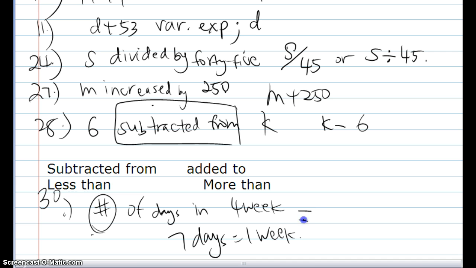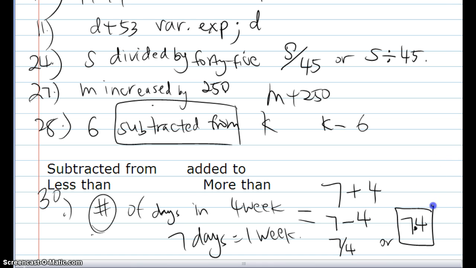So I'm not looking for the answer, remember, I'm looking to write an expression. So that expression will either be 7 days plus 4, 7 days minus 4, 7 days divided by 4, or 7 days times 4. Which one would make the most sense? Well, I know that 7 days for 1 week, 4 weeks later, would be 28. So the only answer here that reflects 28 would be 7 times 4, so I know that expresses the number of days out of 4 weeks.